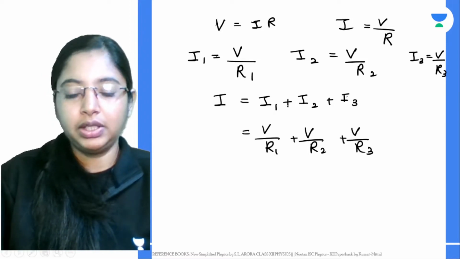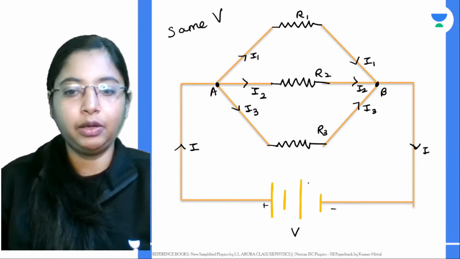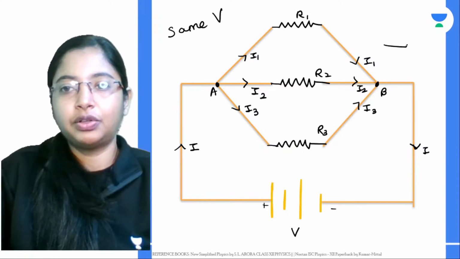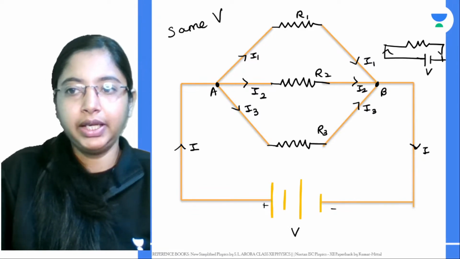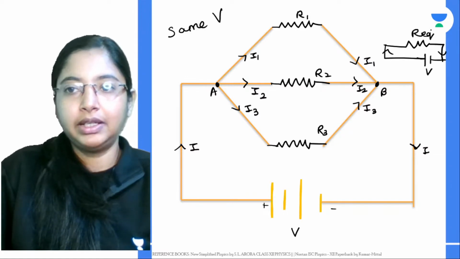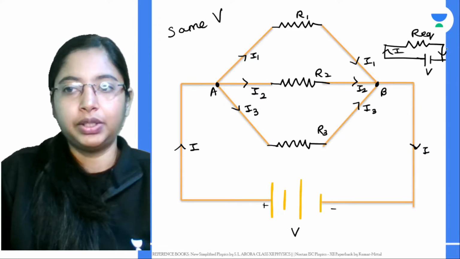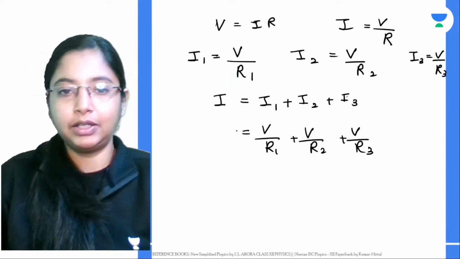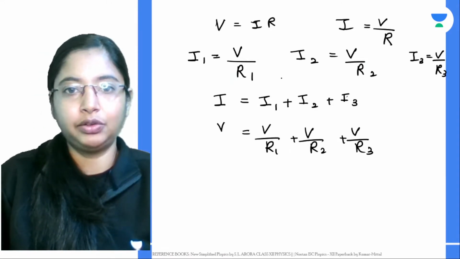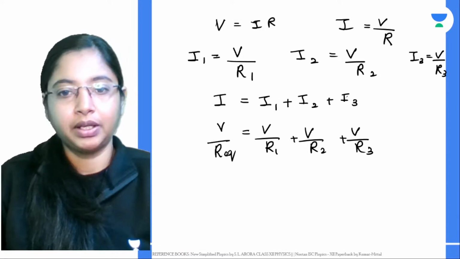Now, instead of all these three, what we are going to do, whenever we are taking equivalent resistance, instead of these three resistors, we are going to replace them with a single resistor over here, connected across the battery V, right? So this particular equivalent resistor has a voltage V and the total current through it is I, right? So here we can say the current I through that particular circuit will be voltage V divided by the equivalent resistance over here, right?